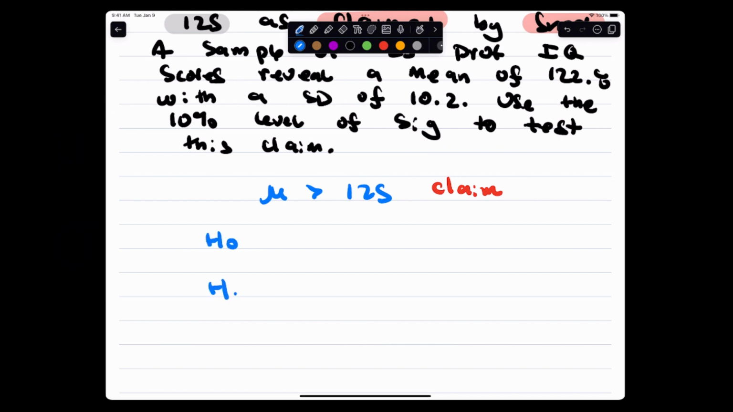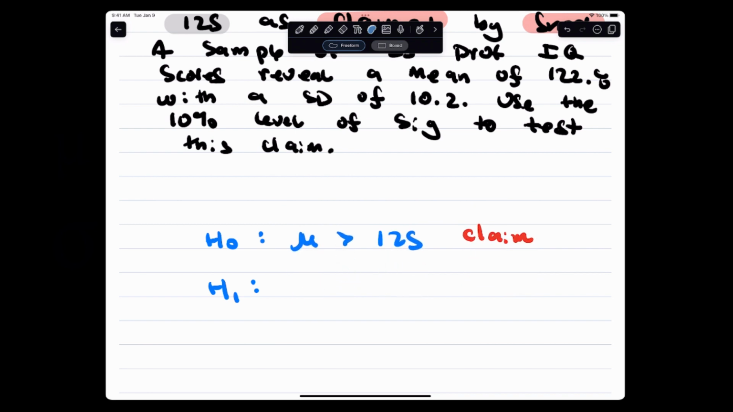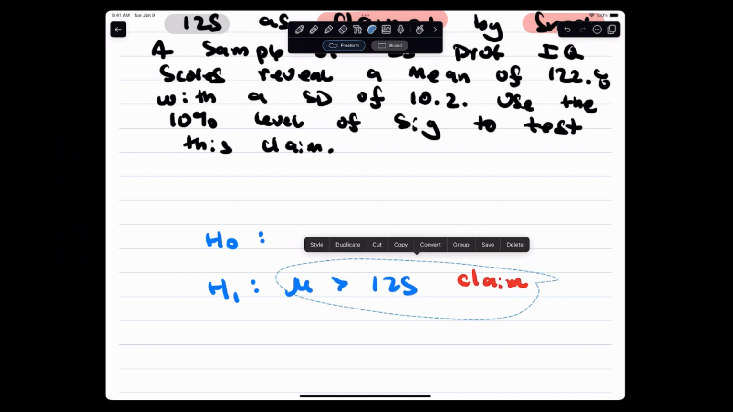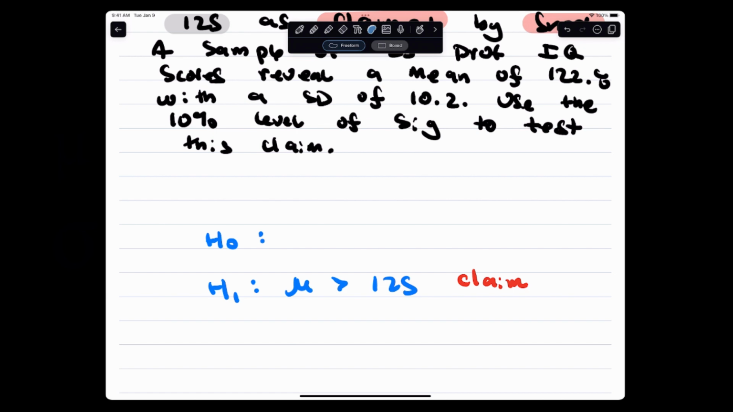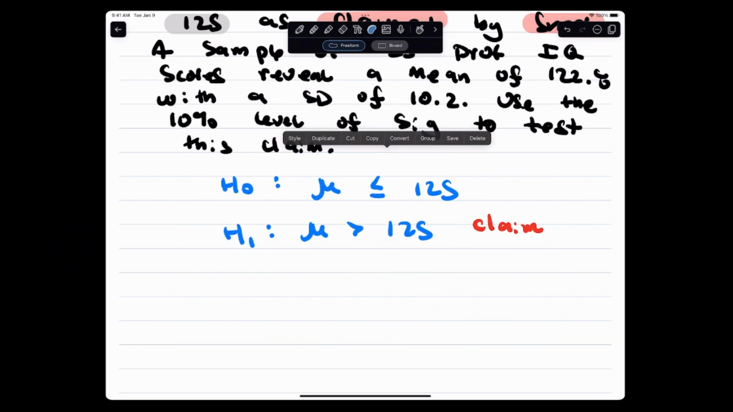H naught. H1. So where does this actually go? Is that a null or an alternate? Why is it an alternate? No condition of equality. That's correct. What's the logical opposite? Mu is greater than, so it'll be mu less than or equal to 125. All right. Everybody okay with this so far?